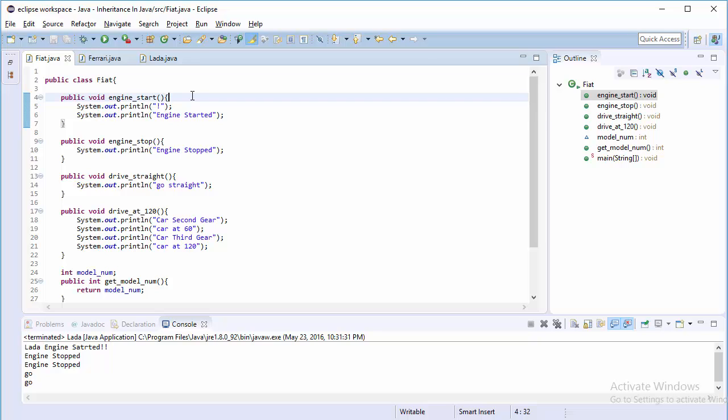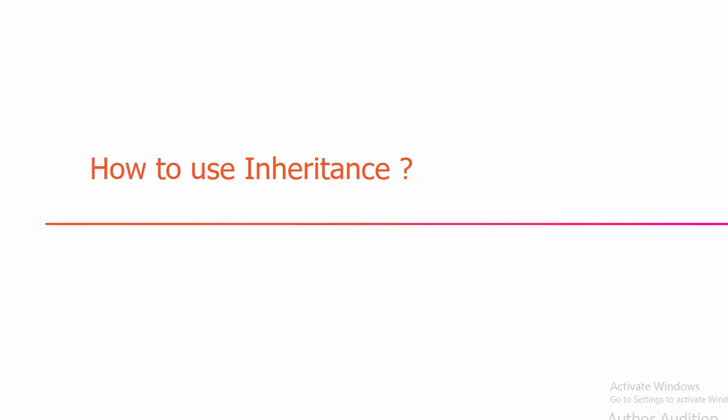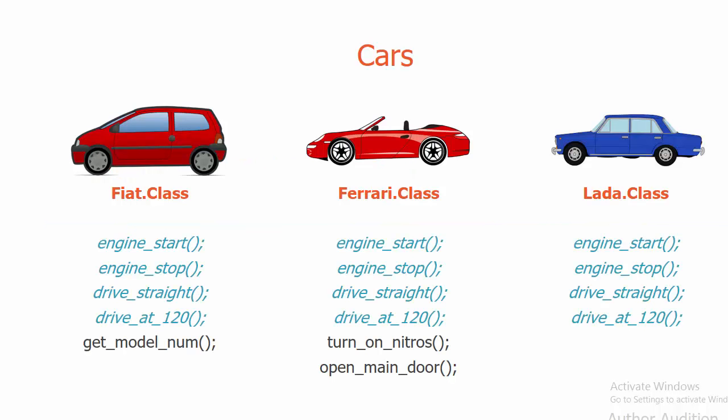Okay, now we are coming to inheritance. When we get back to the inheritance definition, we can read that inheritance is the object-oriented concept that enables a child class, which will be Fiat or Ferrari or Lada here, to inherit all the public methods from a parent class, which is a new class we will create here. So, how to use inheritance or how to apply it?